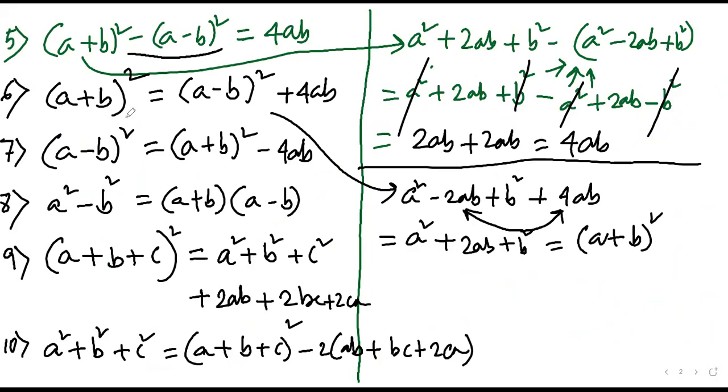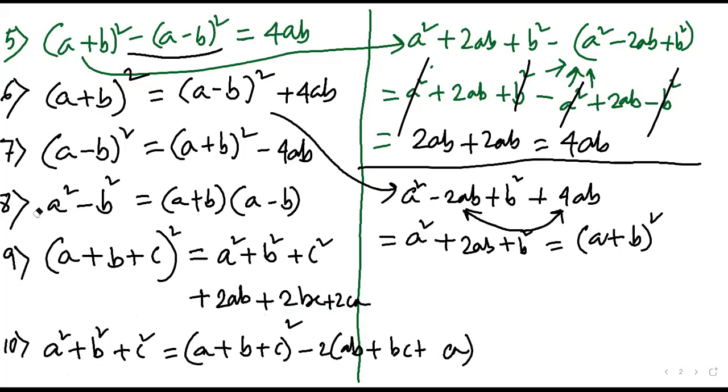Okay, next, (a plus b) whole square can be expressed in terms of (a minus b) whole square, that is equal to (a minus b) whole square plus 4ab, and also (a minus b) whole square can be written as (a plus b) whole square minus 4ab. Next, a square minus b square, which is the factorization formula, that is (a plus b) into (a minus b). And next, (a plus b plus c) whole square equals a square plus b square plus c square plus 2ab plus 2bc plus 2ca, which can also be written as a square plus b square plus c square equals (a plus b plus c) whole square minus 2 into (ab plus bc plus ca).